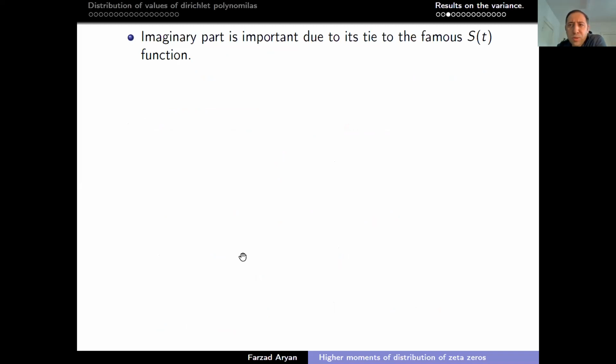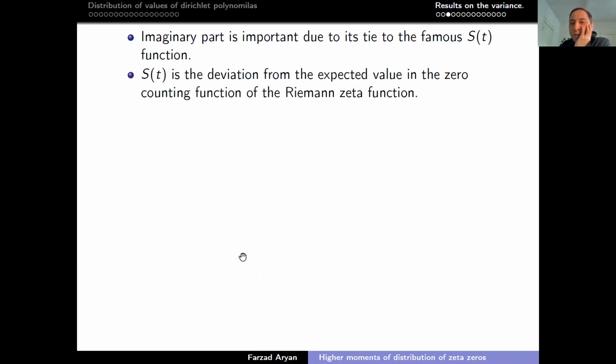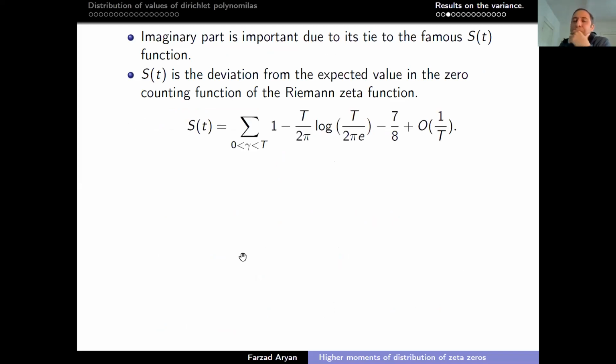So I said that the real part has a very tight connection to the distribution of zeros of the Riemann zeta function, and it would get large values when you have accumulation of zeros. The imaginary part has ties to the famous S of t function. S of t is the deviation from the expected value in the zero counting function of the Riemann zeta function. What I mean by that is, if I count how many zeros are up to height t and subtract what I expected to be, S of t gives you basically this error.